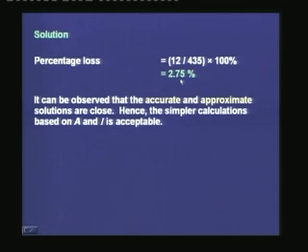Now, it can be observed that the accurate and the approximate solutions are very close. Hence, the simpler calculations which are based on the area of the cross section and the moment of inertia of the cross section are acceptable. The additional accuracy that we get by using the area of the transformed section and the moment of inertia of the transformed section may not be warranted, because it leads to more computation. The solution that we get based on the cross section is sufficiently good.